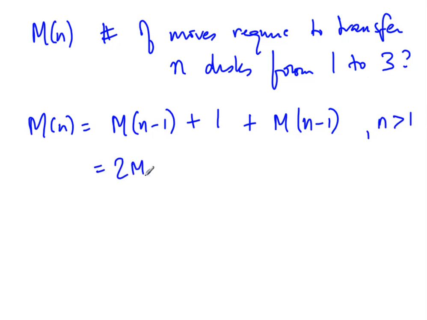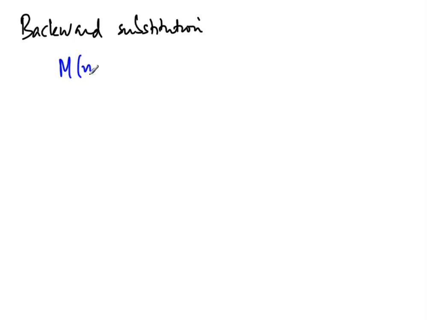So this is 2 into m of n minus 1 plus 1. And the base case or the initial condition in this is m1. So m1 is just 1. So when you have only one disk, then in one move you can move it directly from 1 to 3 and you're done. Again we can use this backward substitution idea and look for a pattern. So we start off with m of n is equal to 2 times m of n minus 1 plus 1. This is the basic thing for n greater than 1.